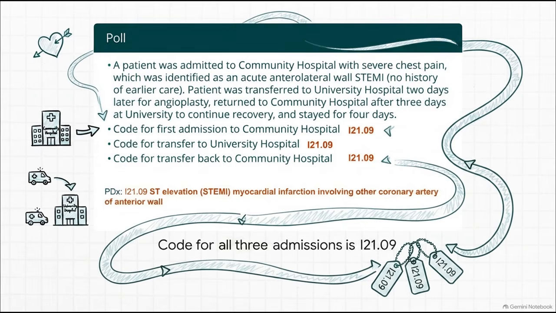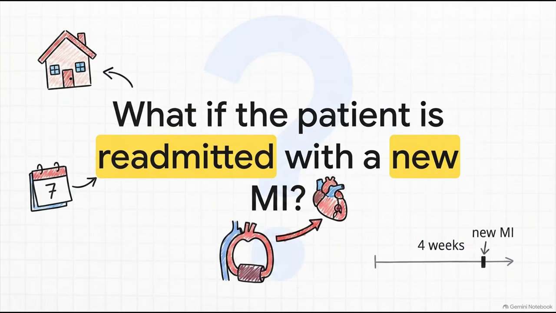It's I-21.09 across the board for the first admission to community, the transfer to university, and the transfer back to community. The principal diagnosis remains exactly the same, I-21.09, which is a STEMI involving other coronary artery of the anterior wall. Now, you might be wondering why. Well, because despite moving between physical buildings, this entire journey is considered a single continuous episode of care for that initial infarction. Now, let's throw a final twist into that scenario.